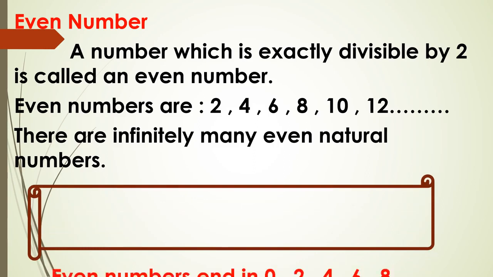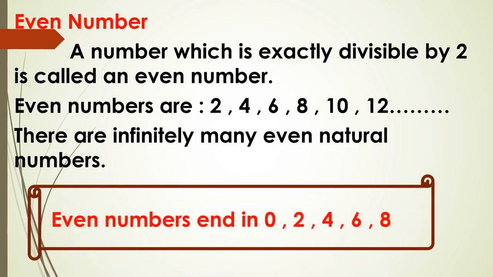See the key point of this? Even numbers end in 0, 2, 4, 6, 8. Suppose we have a large number in thousands or in lakhs, or in crores. How can you check whether the given number is even? You will not divide it by 2 every time. How will you check? You will see its ones place digit.